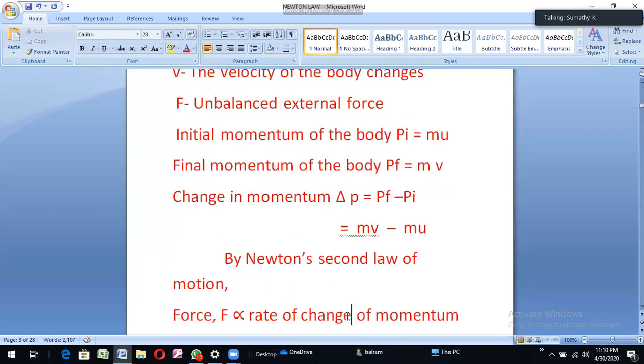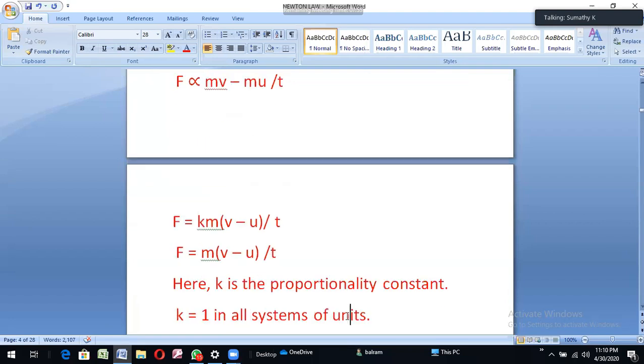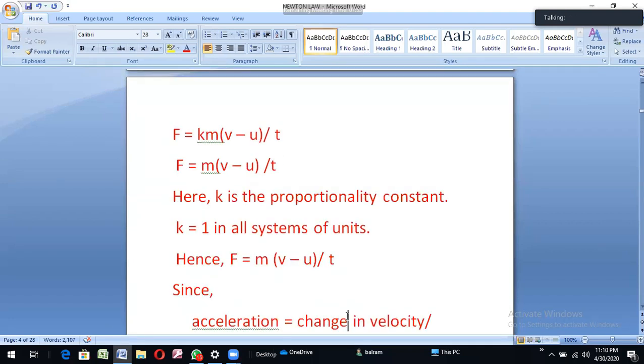By Newton's second law of motion, F is proportional to the rate of change of momentum, which is the change of momentum divided by time: (mv minus mu) by t. So F is equal to k m (v minus u) by t, where k is the proportionality constant. It is 1 in all systems of units, so F is equal to m (v minus u) by t.